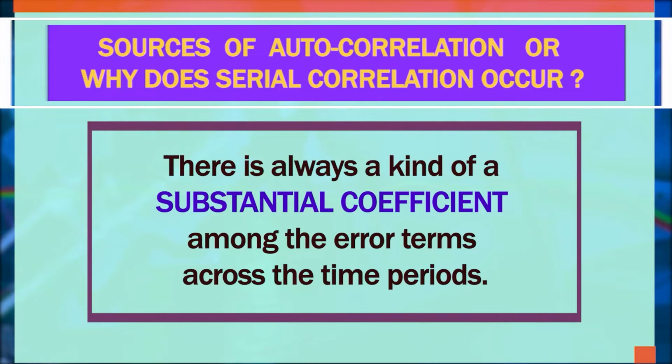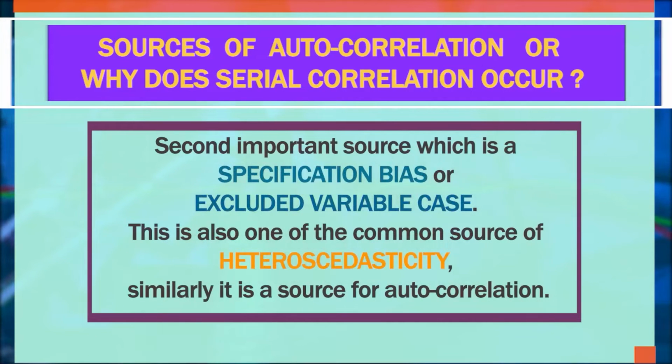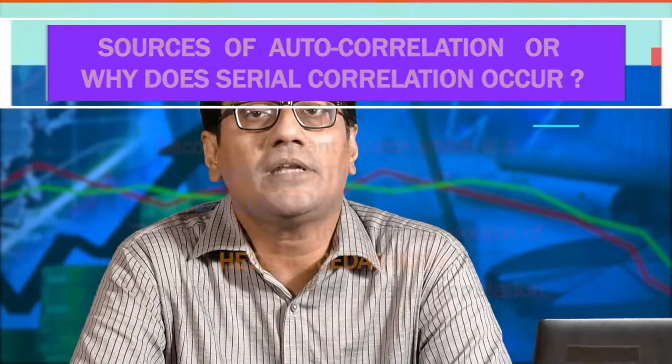Next we move on to the second important source, which is specification bias or the excluded variable case. This is also one of the common sources of heteroscedasticity. Similarly, it is a source for autocorrelation. Because in any kind of relationship between the dependent and independent variables, it is quite absurd to capture all the variables in totality. Some variables are always left out. But if such variables are highly impacting the independent variables or the error term, then this problem will arise.